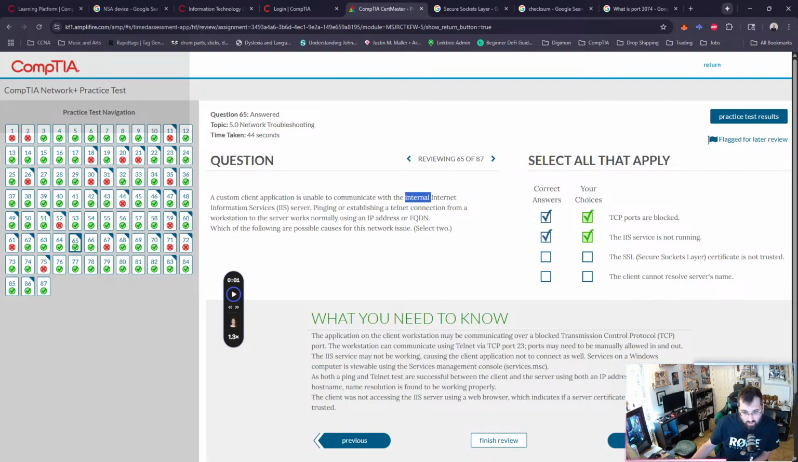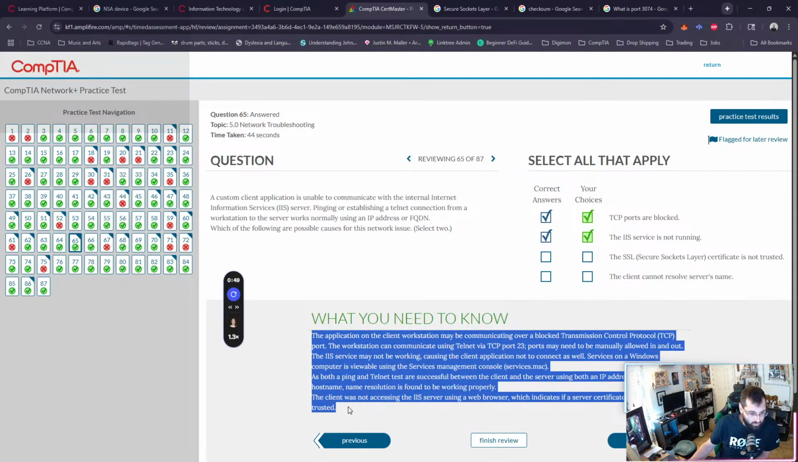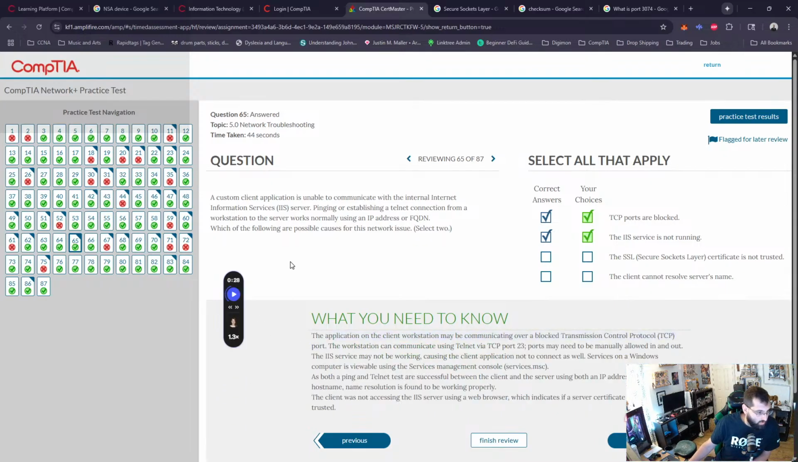The client cannot resolve the server name. Let's see what this says. The application on the client workstation may be communicating over a blocked transmission control protocol (TCP) port. The workstation can communicate using Telnet via TCP port 23. Ports may need to be manually allowed in and out. The IIS service may not be working, causing the client application not to connect as well. Services on a Windows computer are viewable using the Services Management Console, services.msc.